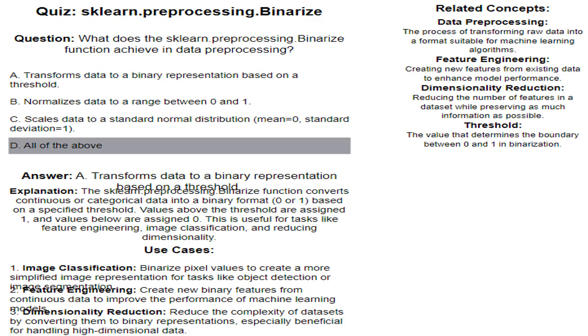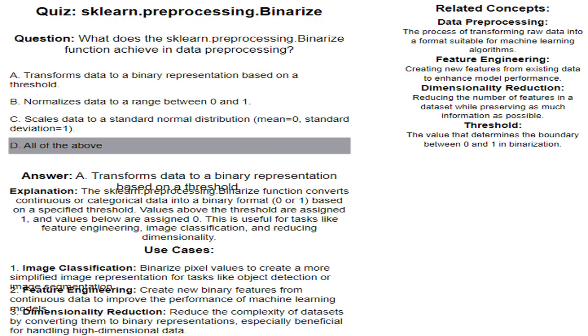Incorrect. Normalization scales data to a range between 0 and 1, but binarize converts data into a binary format, 0 or 1, based on a threshold. Normalization is another essential preprocessing technique used to scale data to a common range. It is typically used for algorithms that are sensitive to the scale of the data, such as k-nearest neighbors, or algorithms that use distance calculations. It aims to reduce the influence of features with large scales on the model.